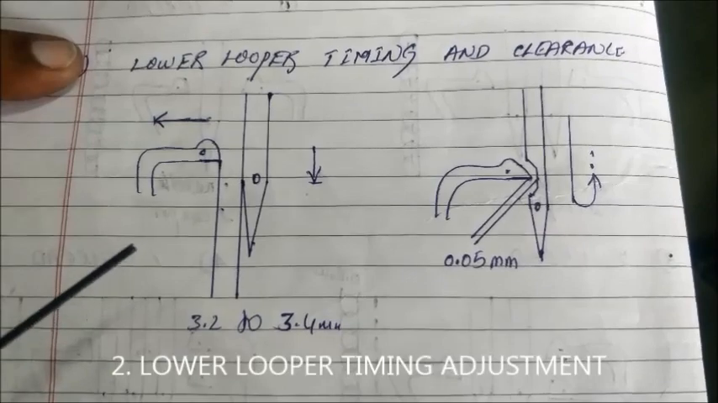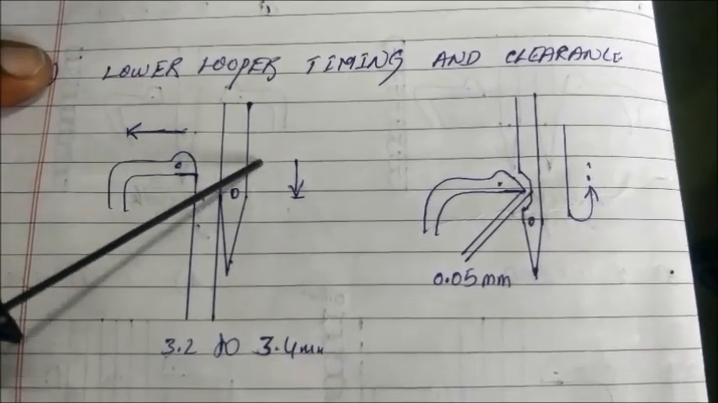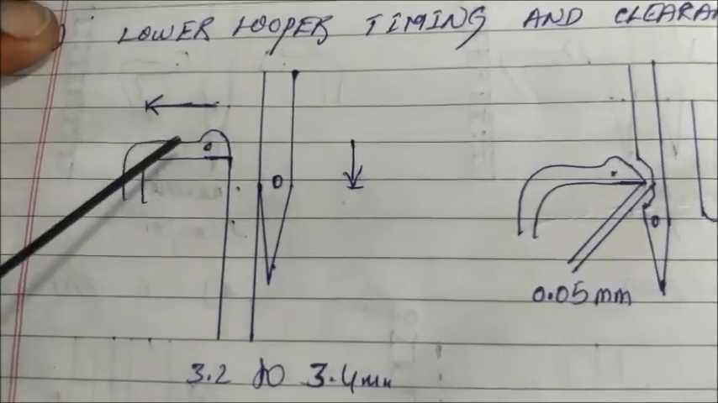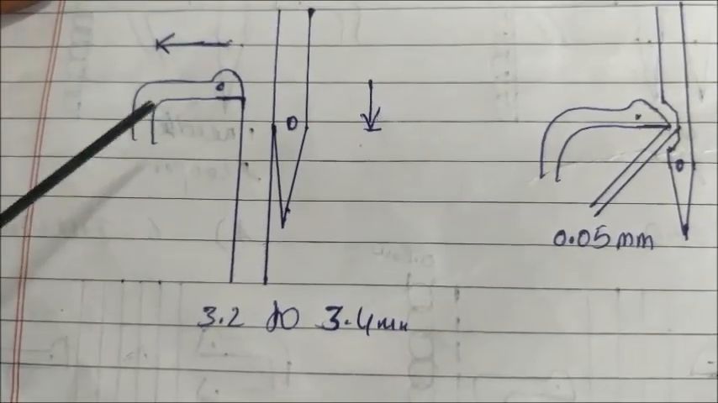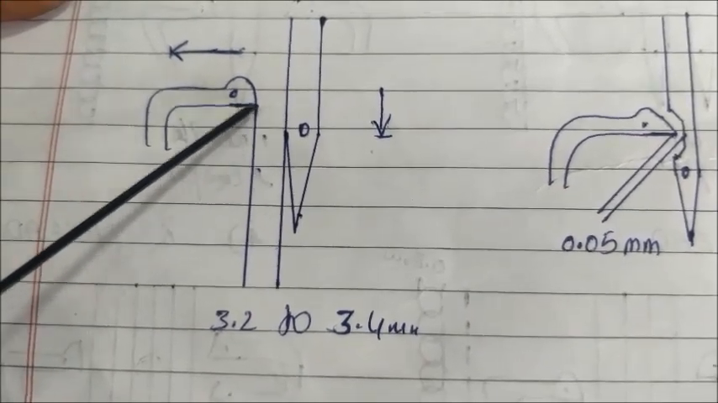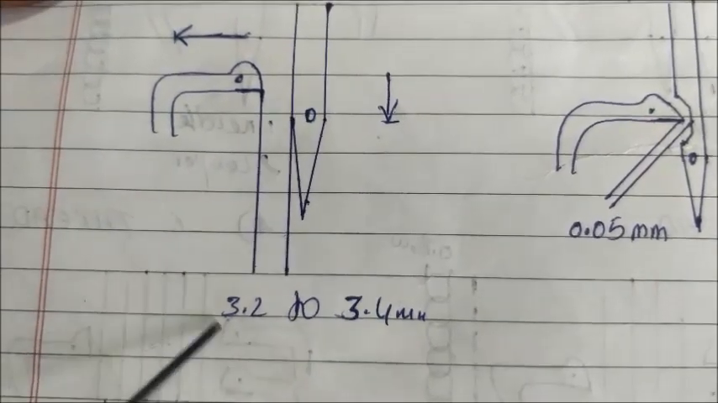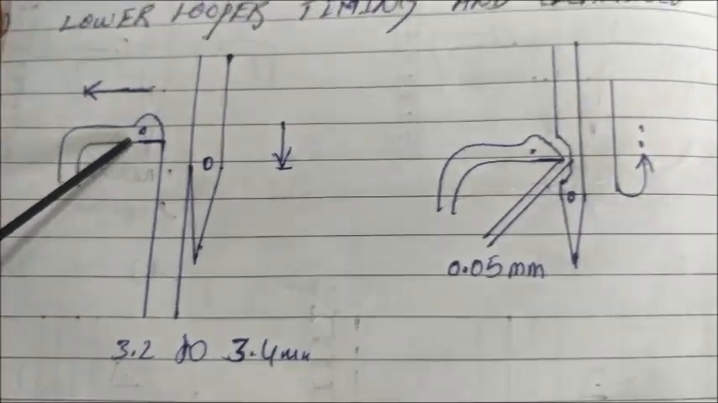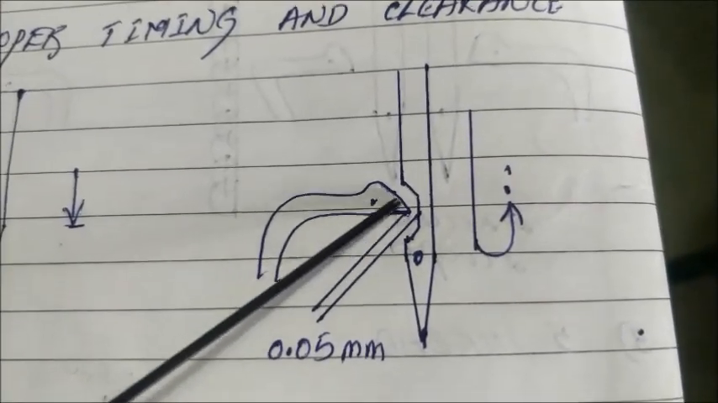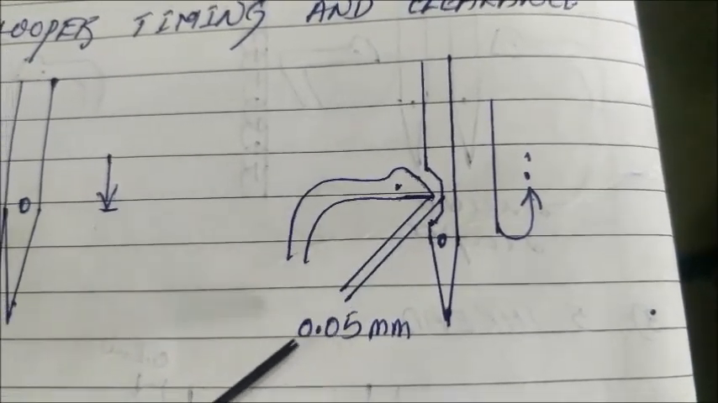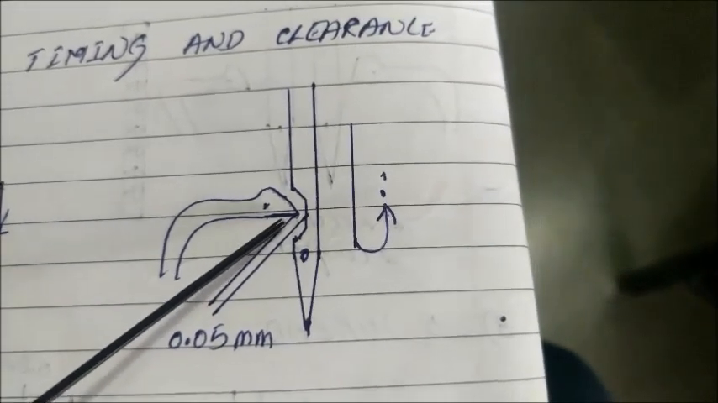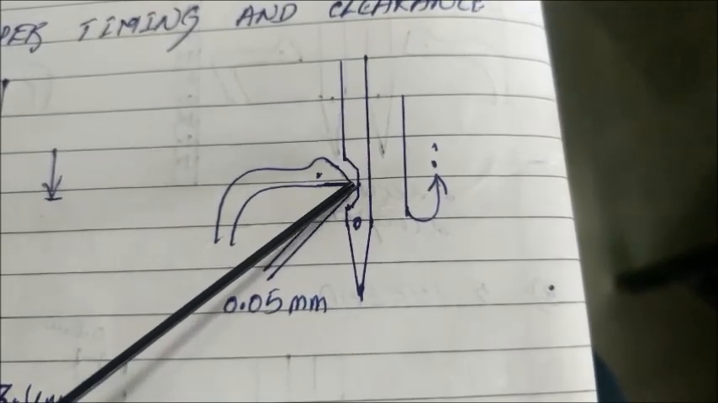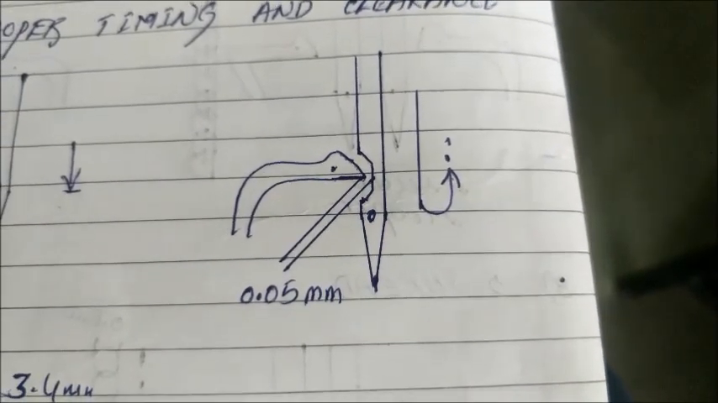Lower looper timing is we have to adjust so that when the needle bar completely comes down, at the same moment the lower looper should be at the backmost position. Needle downmost, lower looper should be backmost position. During this time, between the lower looper tip to needle edge should have 3.2 to 3.4 mm gap approximately, so that when the needle going up, the lower looper tip comes to the center of the needle scarf here, and at the same time we have to observe 0.05 mm clearance. We have to keep 0.05 mm gap between lower looper tip to center of the needle scarf, so that we get a proper timing.